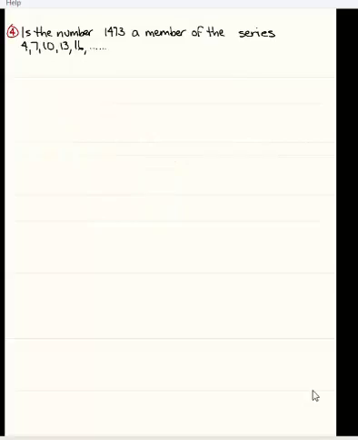Alright, this is another way they could ask the question. Same type of deal, but instead of giving you the term, they're saying, well, is this part of the series? So we want to know that if I start substituting into that formula, can I get 1473 as an answer? Alright, so same deal. A is still equal to 4, D is equal to 3. But now what we want to know is t to the n equal to 1473?